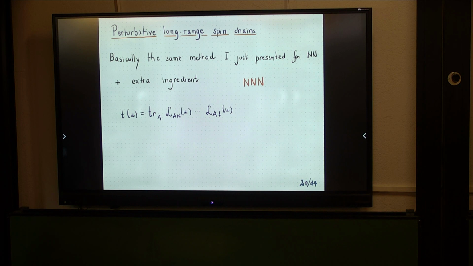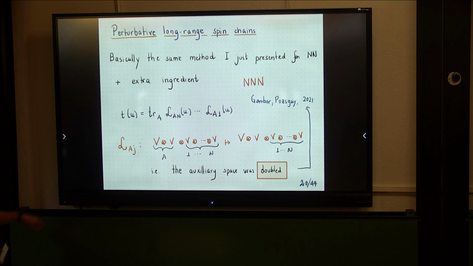When we think about the long range ones, there is one extra ingredient we need. So let's think first about the next-to-nearest neighbor. For this type of object, the transfer matrix looks the same, but now the auxiliary space is doubled.